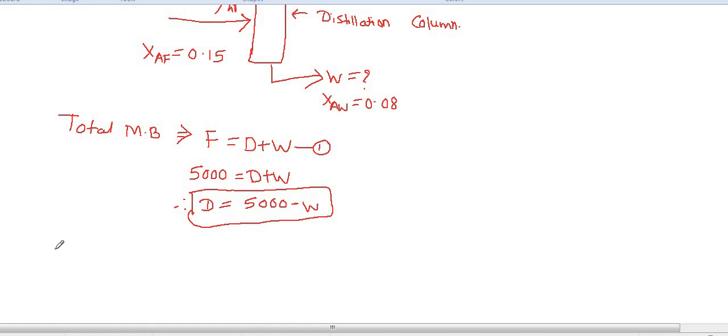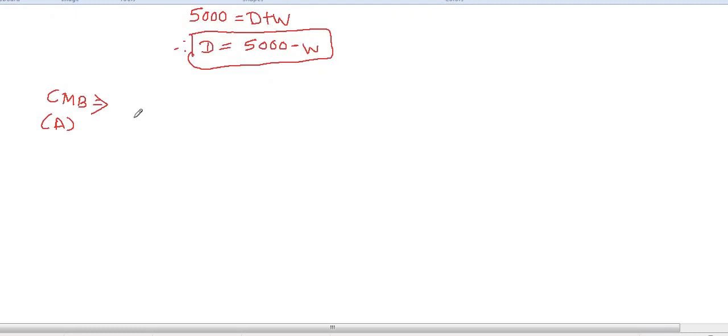So component material balance is also called CMB. C stands for component, M stands for material, B stands for balance. And in this component material balance, we take the balance of component A. So what is the equation for this? A in feed, A in F is equal to A in distillate plus A in W.